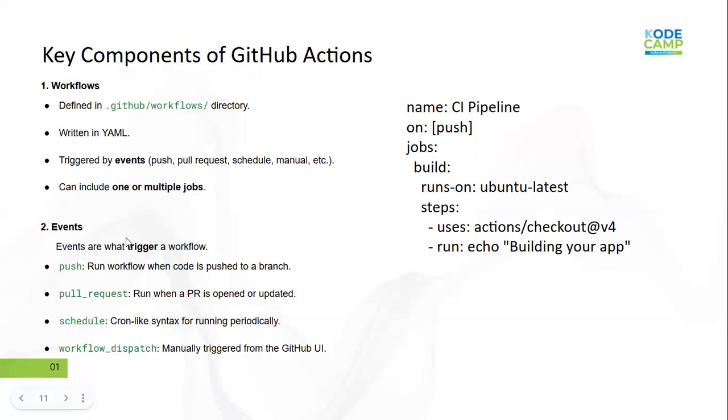Events are what trigger a workflow. Push: run workflow when code is pushed to a branch. Pull request: run workflow when a PR is opened or updated. Schedule: cron-like syntax for running periodically. For example, you have a particular deployment that you want to run every 6 hours. You can put it on a schedule, the same way we had cron jobs. Remember cron jobs when we did Linux and Shell?